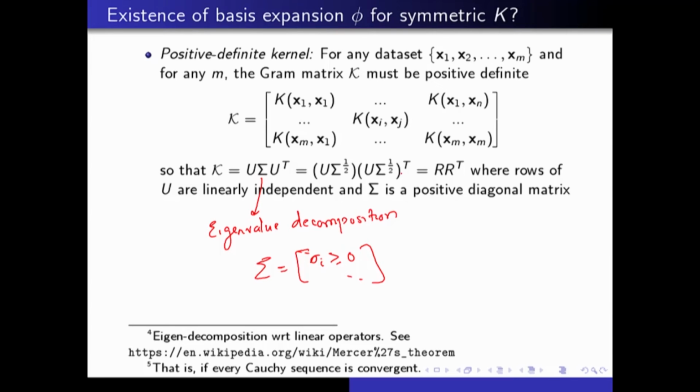So basically what we have done is an orthonormal decomposition of the gram matrix to give you the phi. So you can actually write each of these R as phi applied to every data point: phi applied to x1, phi applied to x2, and so on. You can convince yourself that R transpose is nothing but the matrix of phi transpose.